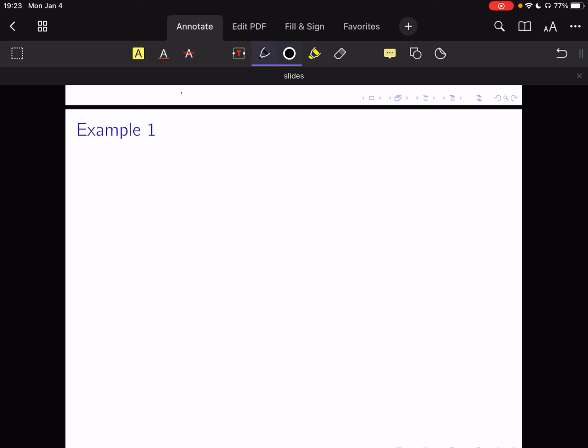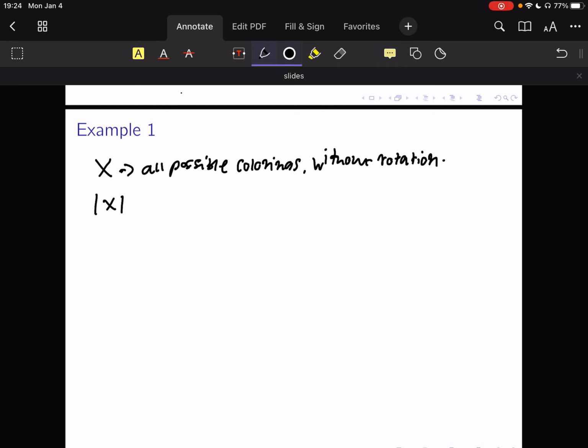So let's let X be the set of all possible colorings of the cube without rotation. We can easily see that the cardinality of X is just 6 factorial because we have 6 colors and we can only use each color once on all of the 6 faces. So this is just 720.